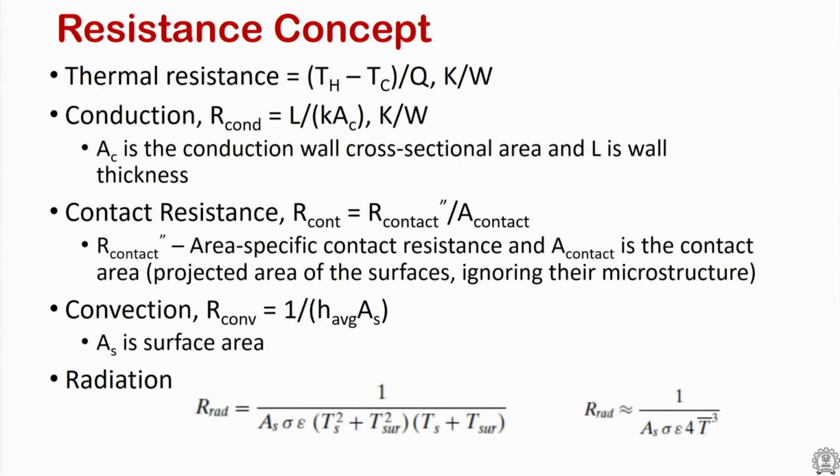And the last one is the radiation resistance, which is shown here as 1 by the surface area for radiation, sigma times epsilon. Epsilon is the emissivity, sigma is the Stefan-Boltzmann constant, and T is the average temperature, that is, (T hot plus T cold) divided by 2, raised to the power 3. This is an approximate relationship that is often used for radiation resistance.